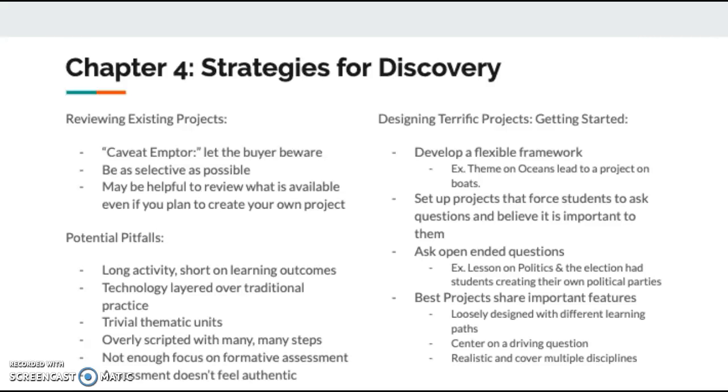And you want to set up projects that force students to ask questions, and projects that students believe are important to them, things that matter and things that are worthy of them investing their time in. You want to have your projects ask open-ended questions. So an example was teachers were doing a lesson on politics and the election, and they had their students create their own political parties and then present their views on a YouTube channel. So this had students researching all types of political parties, every viewpoint, rather than just focusing on one party. So it really led students to ask why questions or just dive deeper.